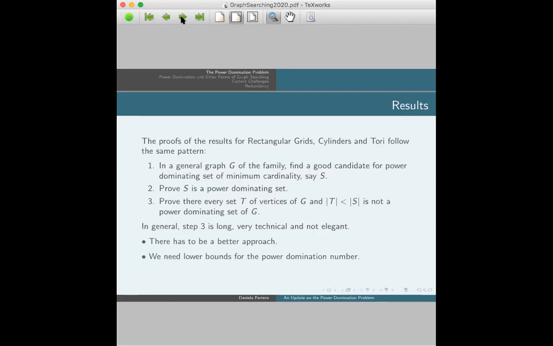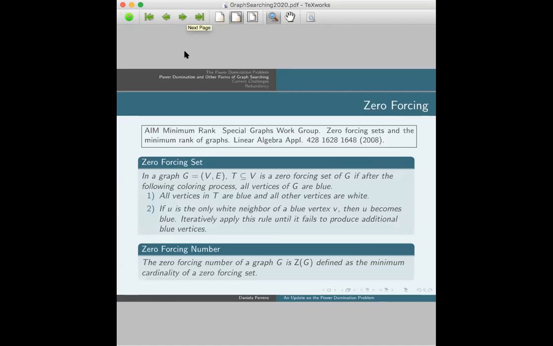Of course, from the electrical engineering point of view, upper bounds are a lot more interesting because they tell them, you know, this is the worst case that you can have. But lower bounds are necessary too in order to find perfect solutions or good solutions. So that is what brought me to other forms of graph searching, right? And in particular to zero forcing. So I'm going to start moving towards the second part of my talk, which is a little bit of basic relationships between power domination and other forms of graph searching.